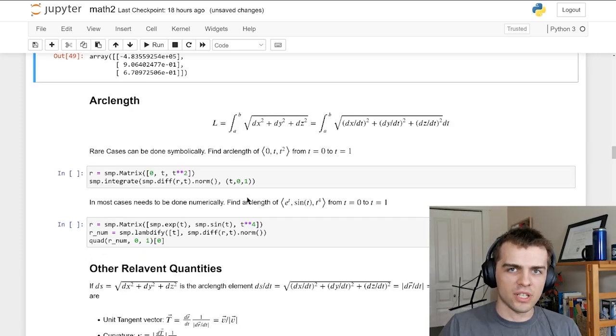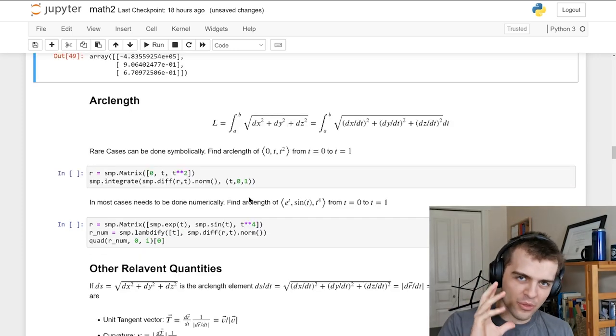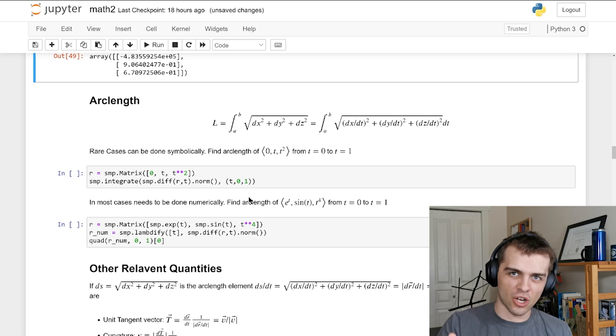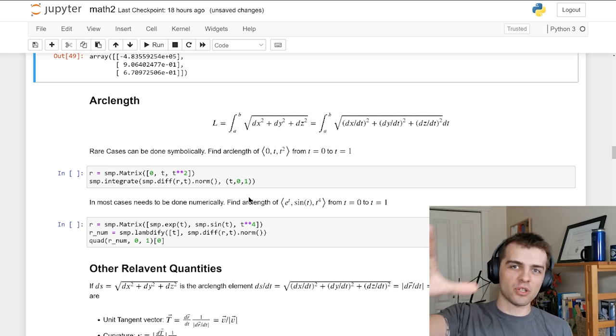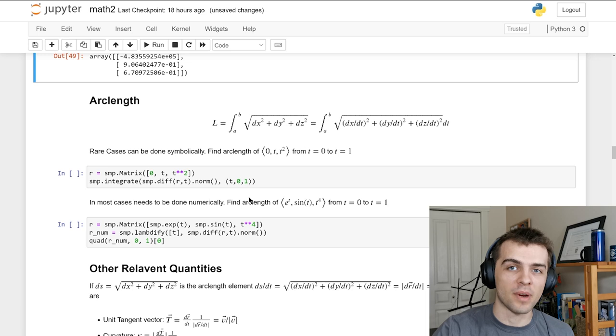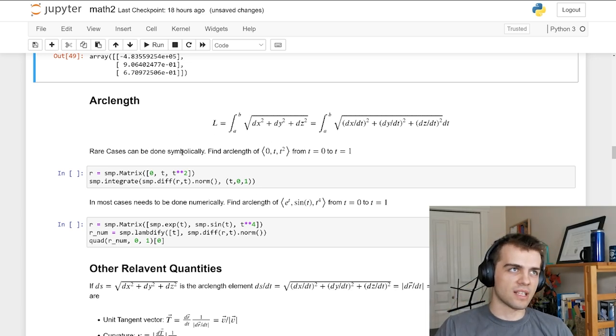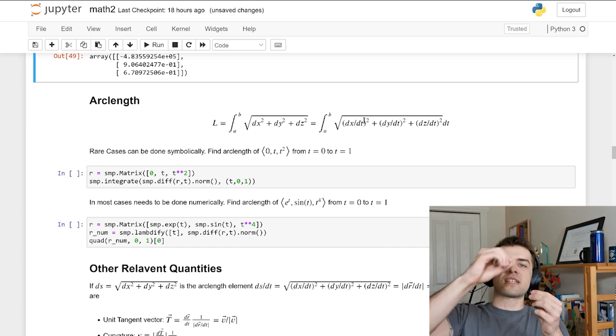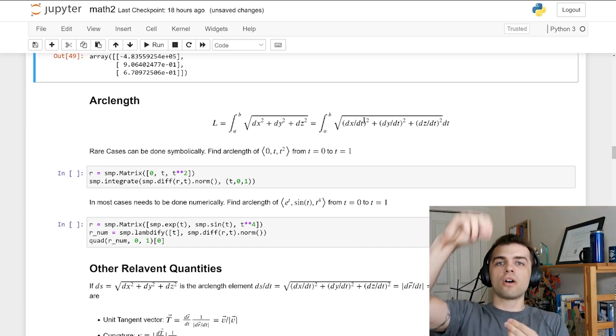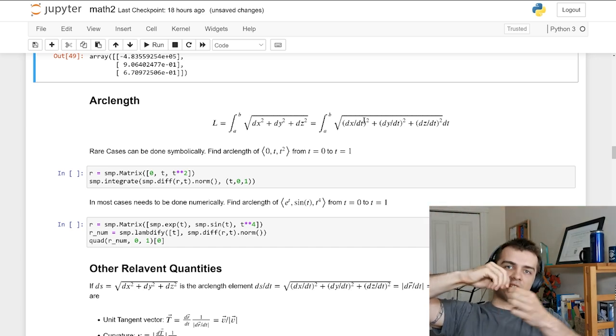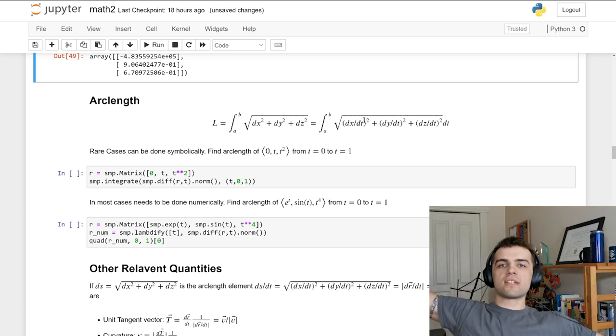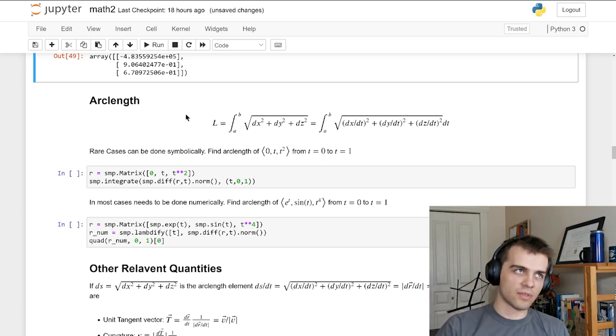Now we can start talking about things like arc length. With arc length, typically these integrals aren't solvable by hand. So you'd have to do things symbolically and then convert them to numerical functions. But there are a few rare cases that can be done symbolically. So this is the formula for arc length, a common formula in second year calc. It says if I have a curve in space, how long is that, right? If I bend a string like this, if I stretch it out, how long is that string really? That's the arc length of a curve.